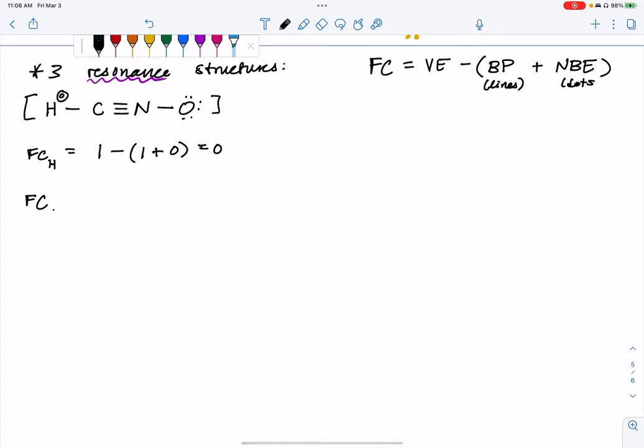Okay, let's do the formal charge on our carbon atom. Carbon, when it is not bound to anything, has 4 valence electrons. And in this resonance structure, the number of bonding pairs or lines connecting a carbon is 4. And the number of dots or non-bonding electrons drawn on carbon is 0. So that gives us a formal charge of 0 on the carbon.